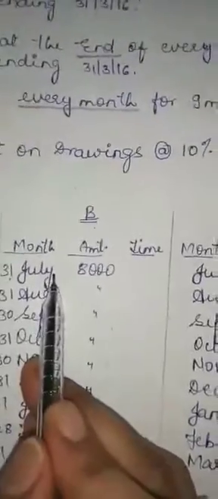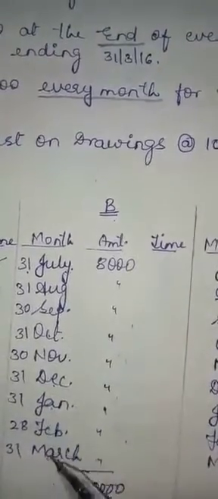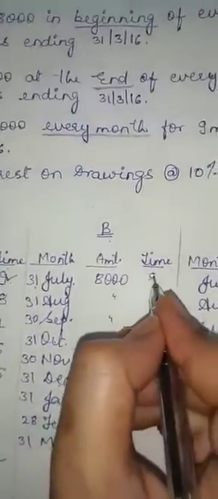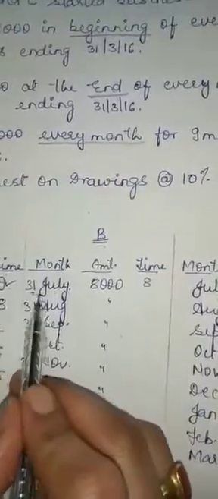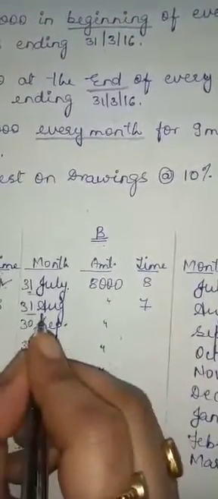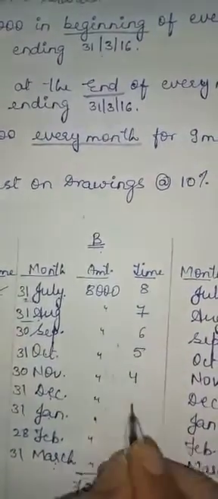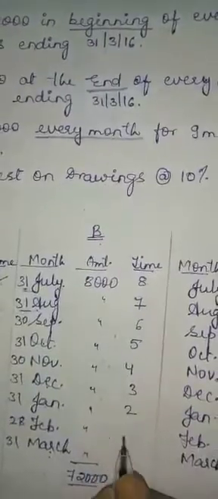Now the time period for which they have kept the money. On 31st July, that means July would not be included. Then after July, how many months? 1, 2, 3, 4, 5, 6, 7, 8. For 8 months he has kept the money which was withdrawn on 31st July. Now again, for the amount withdrawn on 31st August, 7 months, then 6, 5, 4, 3, 2, 1, and for the last one, 0.